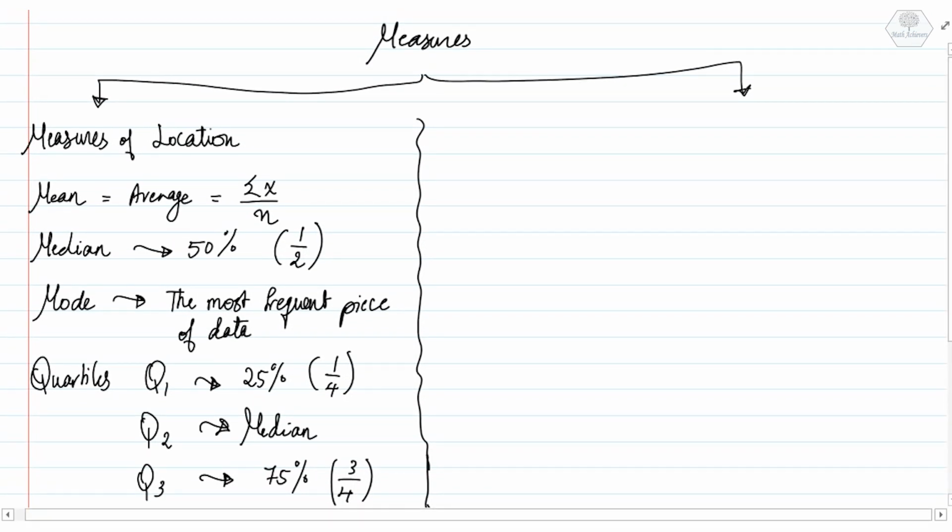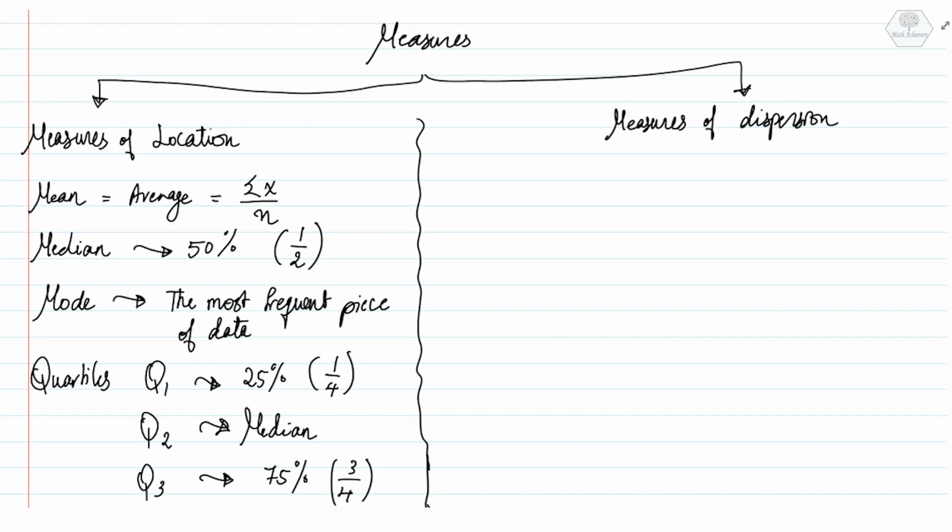Let's go to my second type of measures, which are measures of dispersion. These measures of dispersion give me an indicator of how the spread of my data is, how large my data is, for example by calculating the maximum minus the minimum.